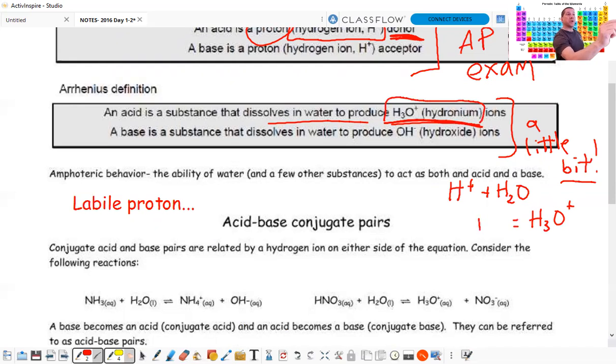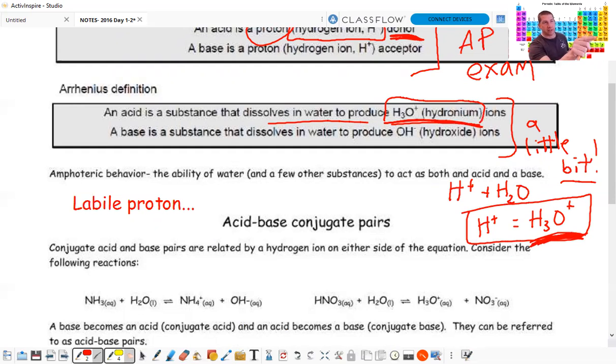We are going to use these two interchangeably as the AP test does. I prefer this one. You'll see why when we start doing the equations. I think it's a lot easier to understand the chemical equations with H3O+, but then the AP test likes H+. So I will always make sure to say that those two things are considered completely synonymous. An H+ or an H3O+ is really in water.